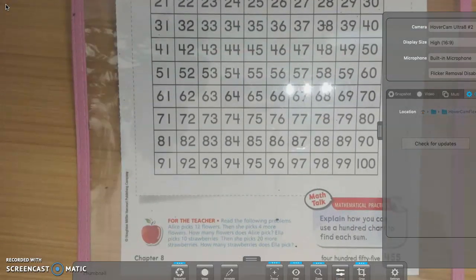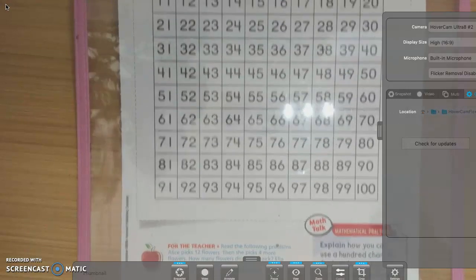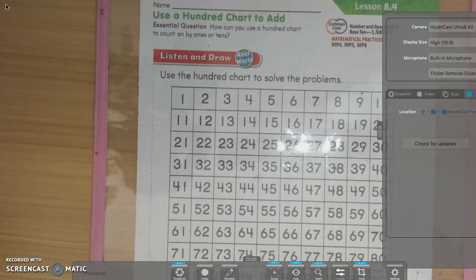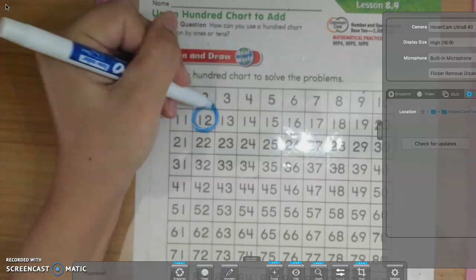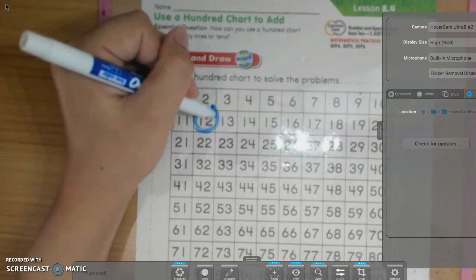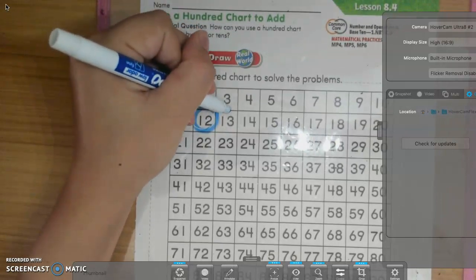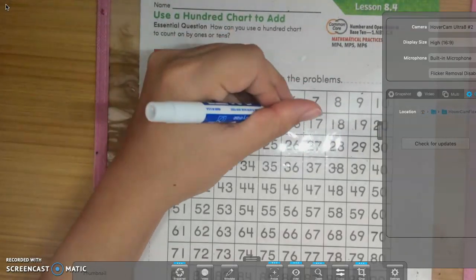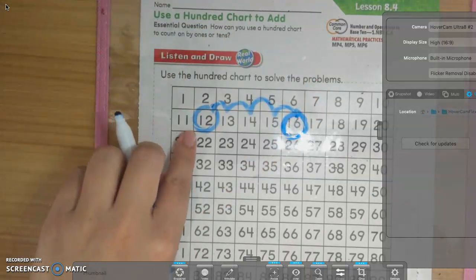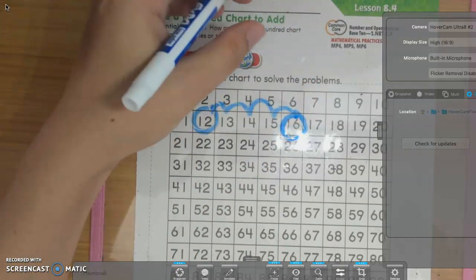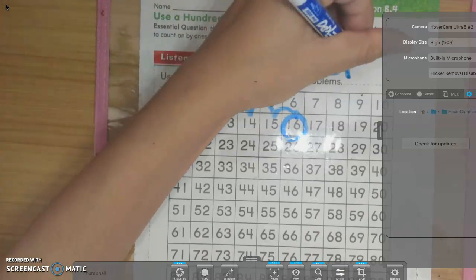Read the following problems. Alice picks 12 flowers. Then she picks 4 more flowers. How many flowers does Alice pick? So I'm going to go up to the top, and it says that she picked 12 flowers, so I'm going to circle a 12. And then it says she picks 4 more. So I'm going to show you how I can count 4. 1, 2, 3, 4. And so my number sentence would be 12 plus 4 equals 16 for that one.